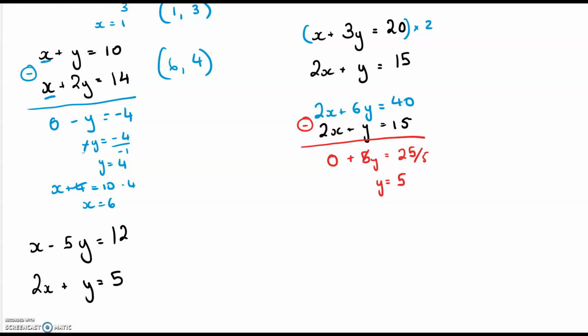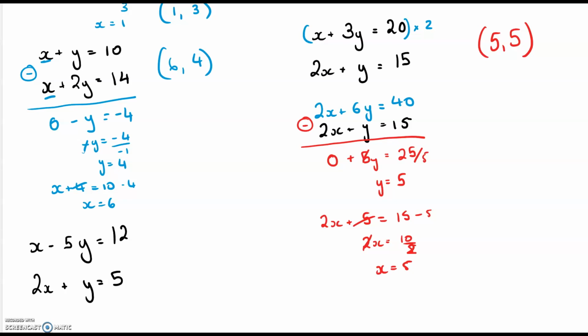Now I'm going to sub this back in again, and I'm going to use this bottom equation now. So I've got 2x plus 5 equals 15. Okay, that means 2x equals 15 minus 5, which gives me 10. Okay, and x equals 10 divided by 2, which also gives me 5. Okay, so in this case, my solution is 5, exactly the same.